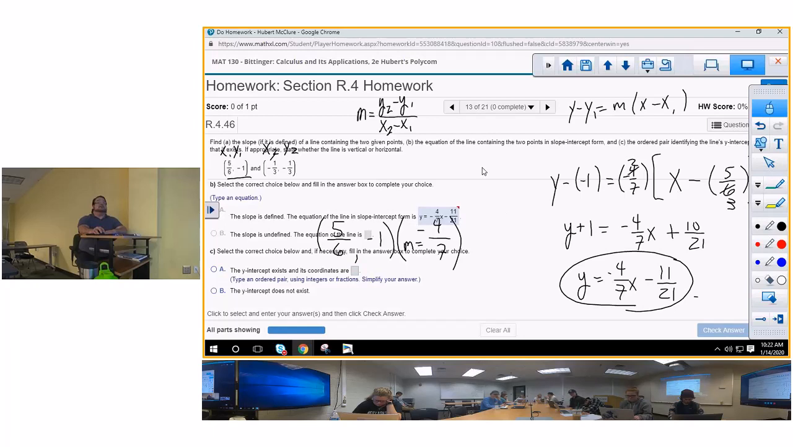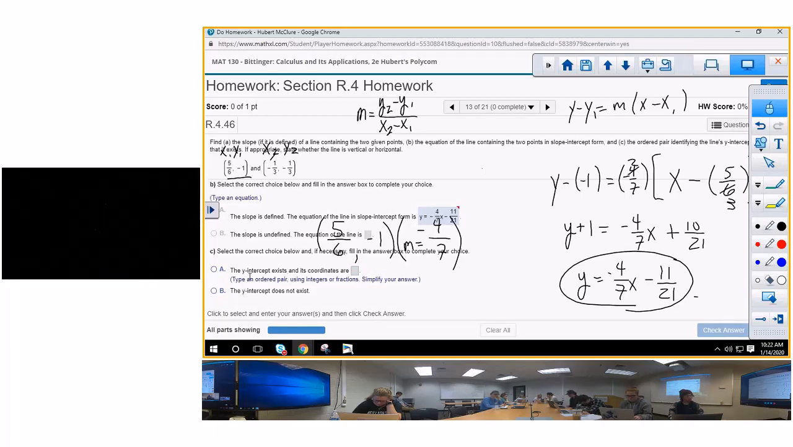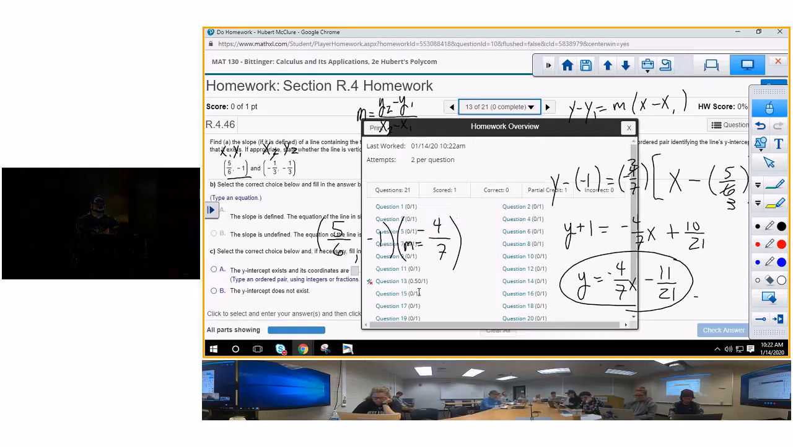Question, gripe, complaint. Okay, the Y-intercept exists. The Y-intercept is what? -11 over 21. Now, if you had my 109, you know how to find the Y-intercept pretty easy. For those of you that don't know, it's always C. AX squared plus BX plus C. It's always C. Next question. Let's move down. That was 13. Let's move down and do 17.